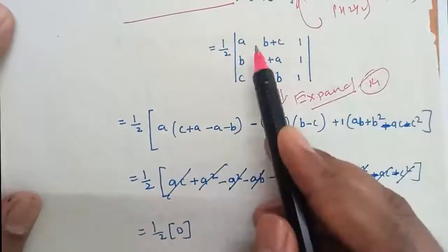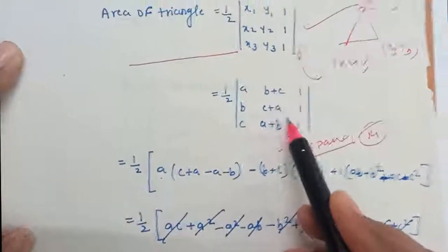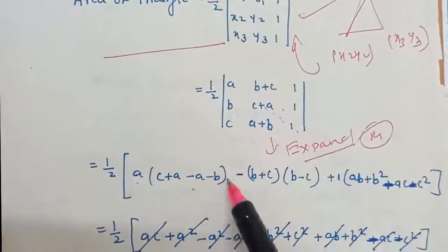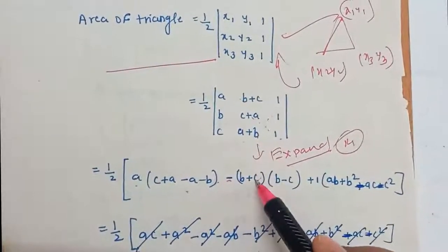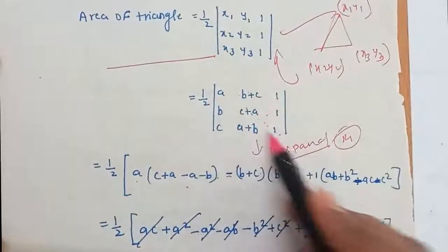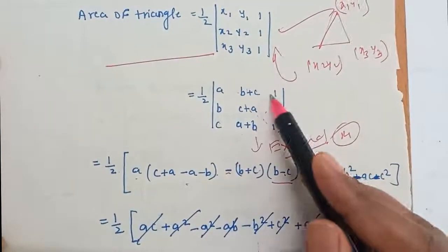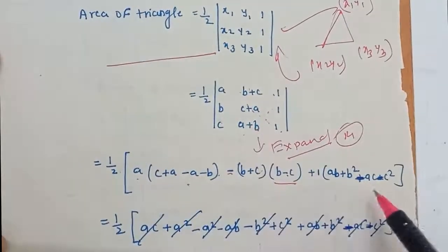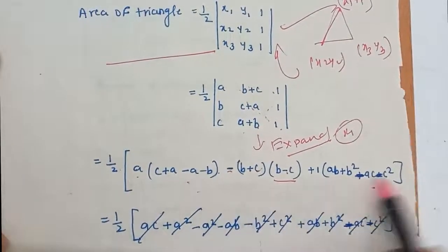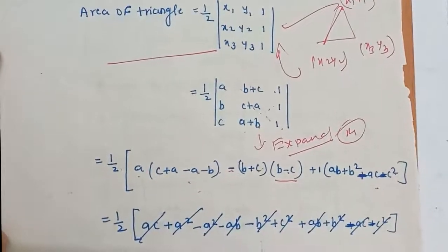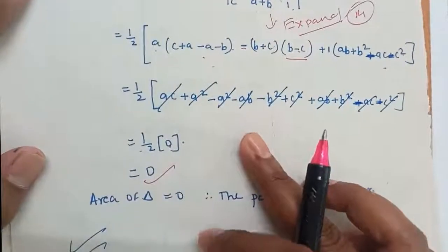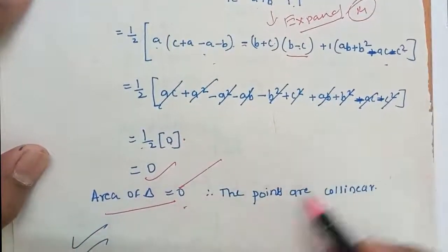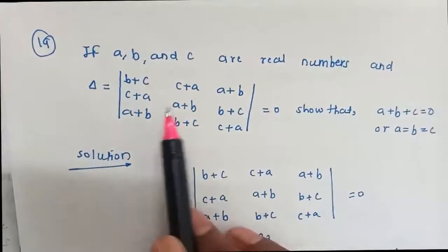We can do it. So if I do with R1, a into bracket of this into this minus this into this, c plus a minus b. Now the middle will be minus, so minus bracket of b plus c, bracket of leave this, so b into 1 is b, minus c will come here, plus 1 into leave this into this, and this into this, so two minuses. Now if I solve this one, everything inside the bracket will get cancelled, so it will be 0 here. So 1 by 2 into 0 is 0. That means I got area of triangle equal to 0, and area of triangle being 0 is nothing but the condition of collinear.